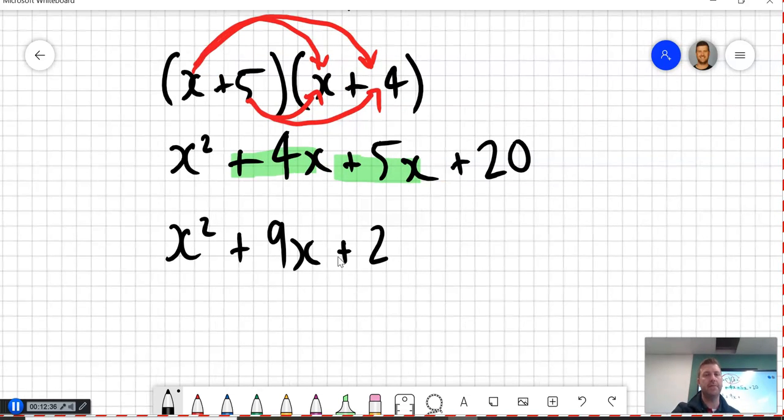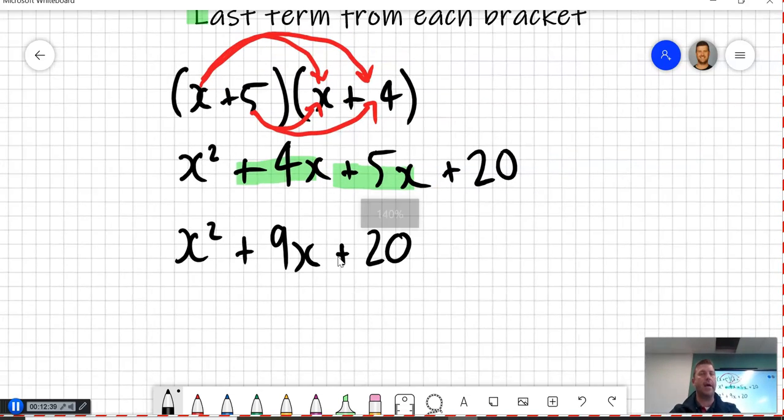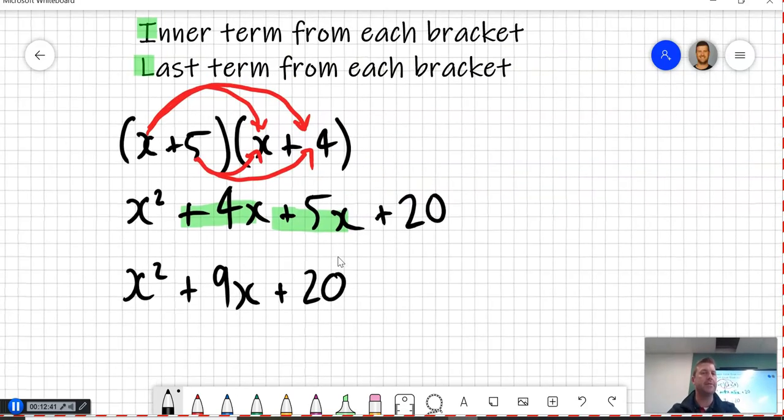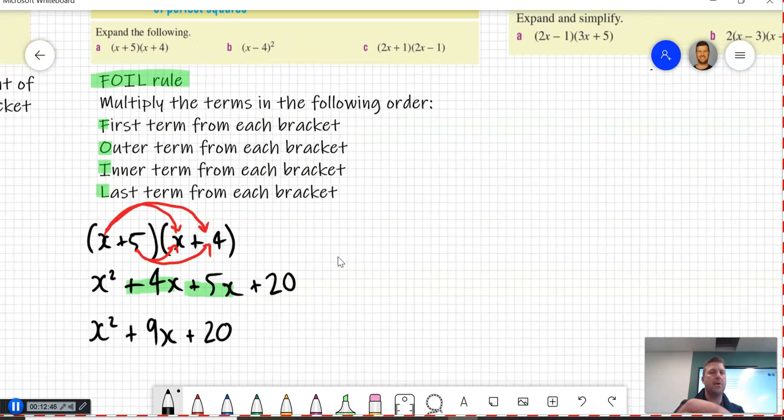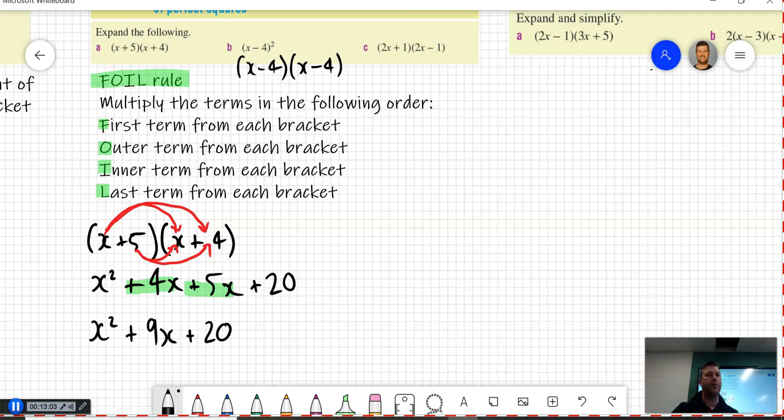So positive 20. Okay? So that's the process. First, outers, inners, last. Let's do one more. Maybe I won't do that one because there's a lot there. But (x - 4) all squared looks like this: (x - 4)(x - 4), and then just follow the process. First, outers, inners, last. Collect any like terms. I will do this example though.